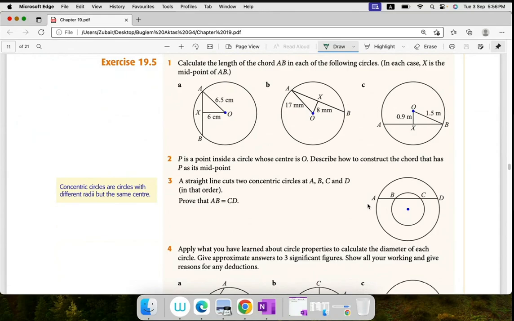Calculate the length of chord AB. Try this. I'm getting the first one, AB is equal to 5.